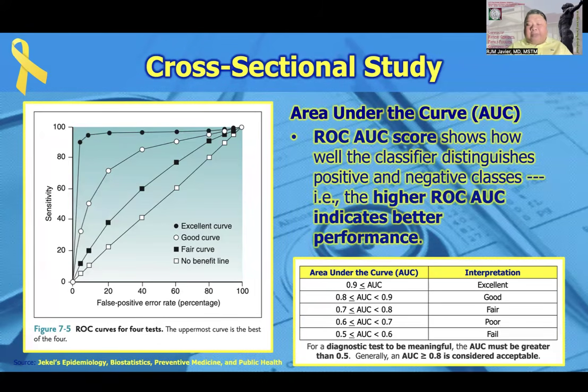For a diagnostic test to be meaningful, the AUC, or the area under the curve, must be greater than 0.5, and generally an AUC of greater than or equal to 0.8 is considered acceptable. So sometimes you may be shown an ROC curve, and if you are to interpret it, just to show you, this is how we would more or less gauge if a new diagnostic test would be useful or not in the diagnosis of a medical condition.